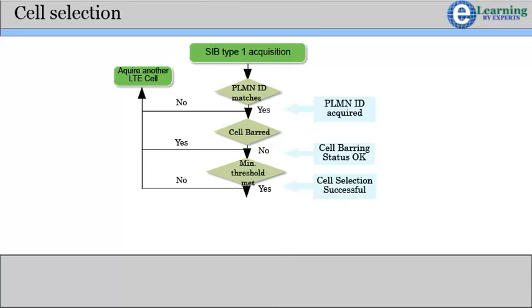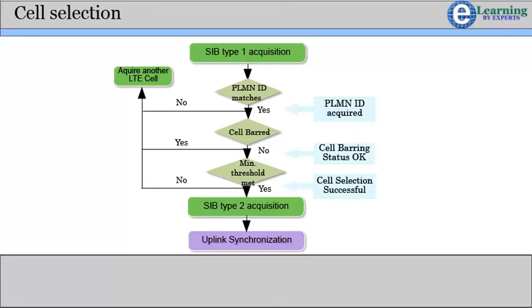When cell selection is successful, the UE will read the information in SIB type 2 to get the parameters it requires for beginning uplink synchronization.